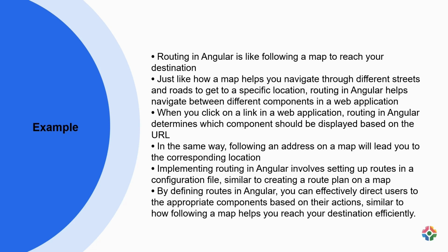Implementing routing in Angular involves setting up routes in a configuration file, similar to creating a route plan on a map. By defining routes in Angular, you can effectively direct users to the appropriate components based on their actions, similar to how following a map helps you reach your destination efficiently.